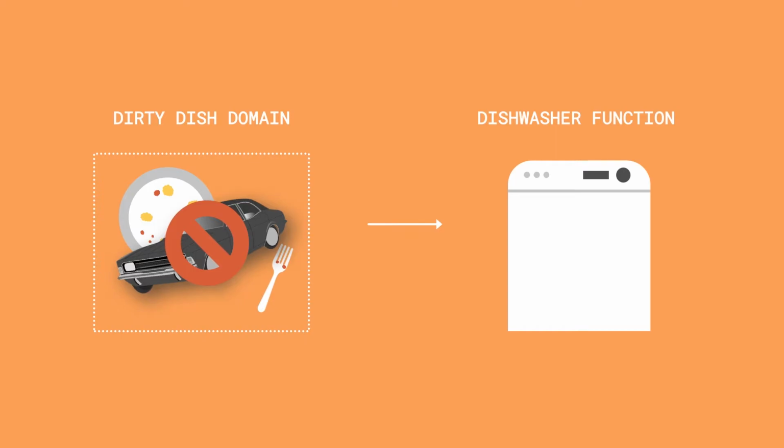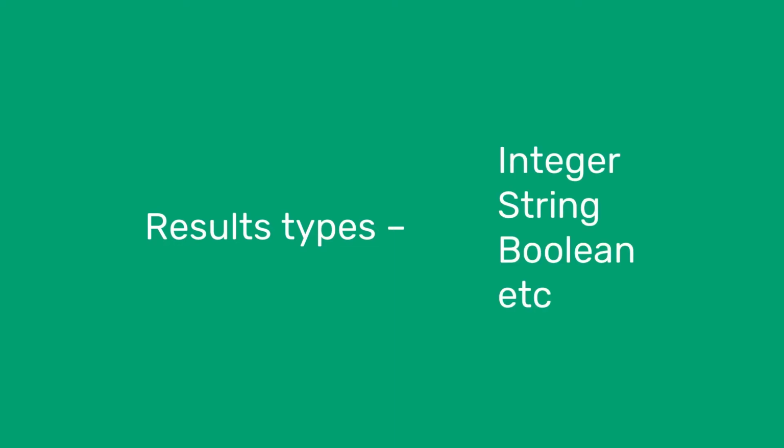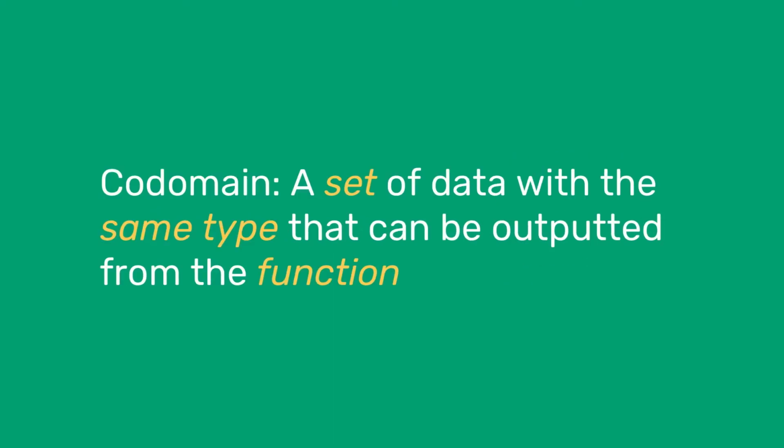So now that we've discussed the argument and the input, let's talk about the result and the output. Now, just like an argument, the result also has a type. Again, this can be any data type, such as an integer, a string, a boolean, and so on and so forth. In our dishwasher example, the result type would be a clean dish. So where did these results actually come from, and how do we know that they're valid? Well, results come from something we call a codomain, and a codomain is a set of data with the same type that can be outputted from the function. So essentially, they're a valid set of results after applying the function to the argument.